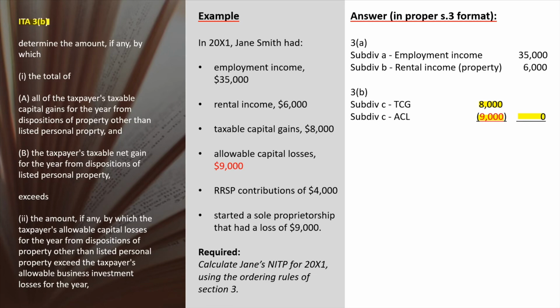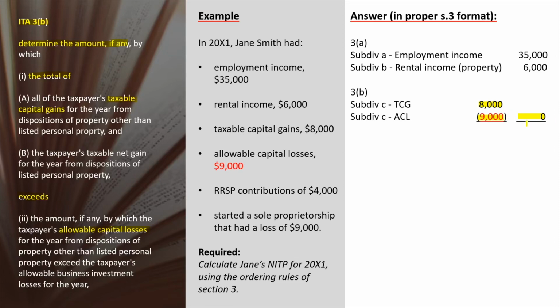In ITA 3B on the left side of the screen, we were asked to determine the amount, if any, by which the total of the taxpayer's taxable capital gains for the year exceeds the amount of their allowable capital losses for the year. And we can see, if we go back to the right side of the screen, that the taxable capital gains does not exceed the allowable capital losses.